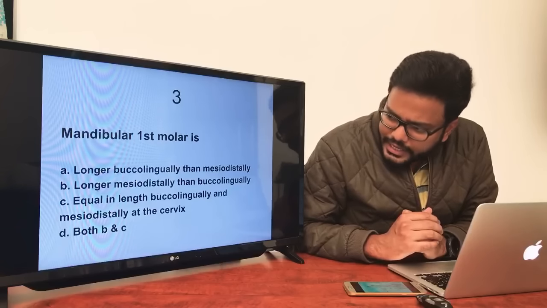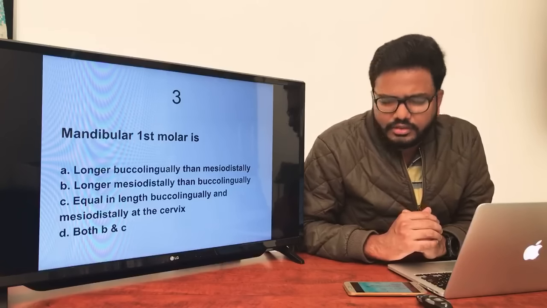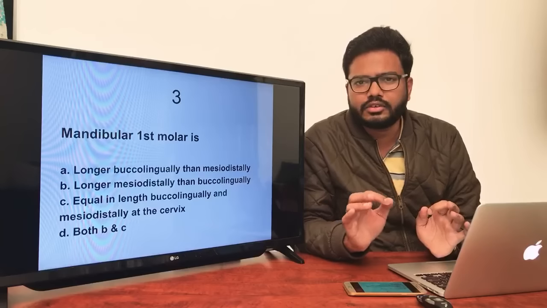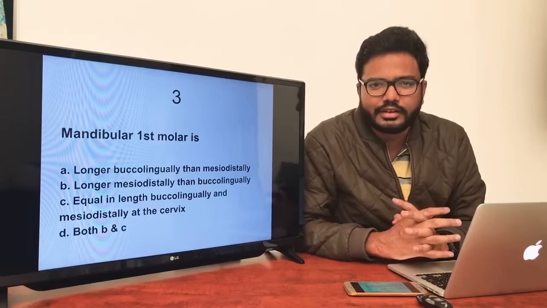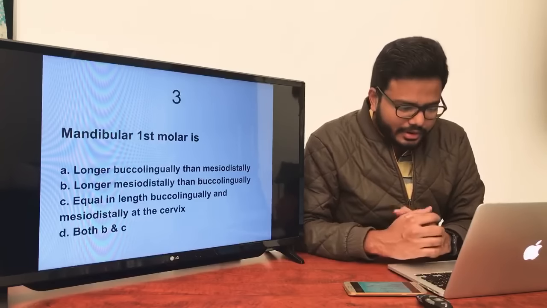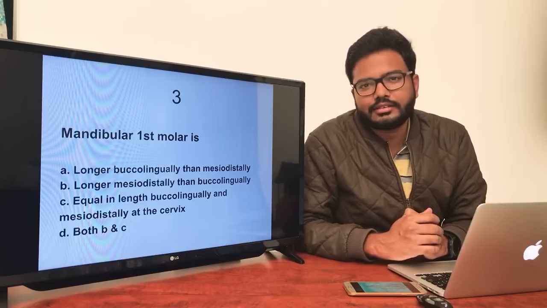And option C, equal in length buccolingually and mesodistally at cervix, which is true because the dimension is 9 mm at the cervix, either buccolingually or mesodistally. So, based on the interpretation, option D is right answer.